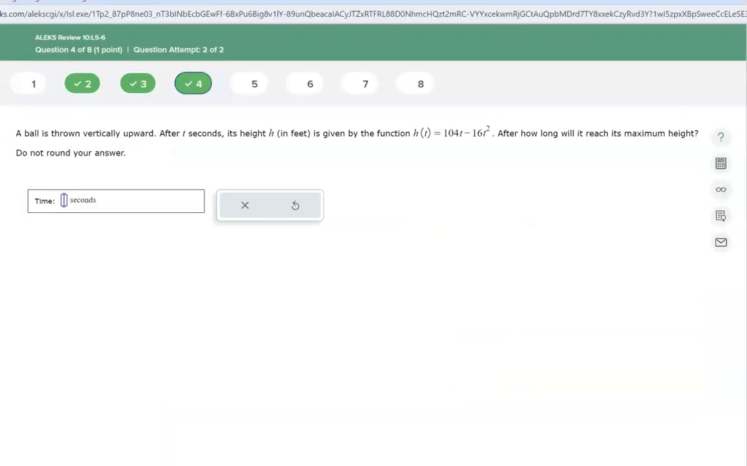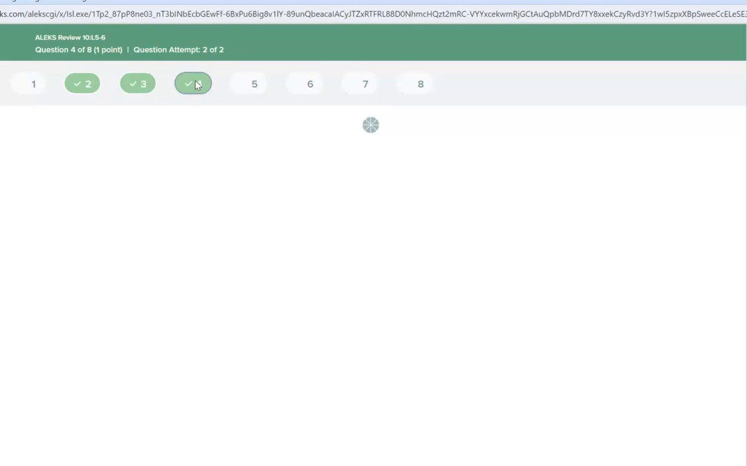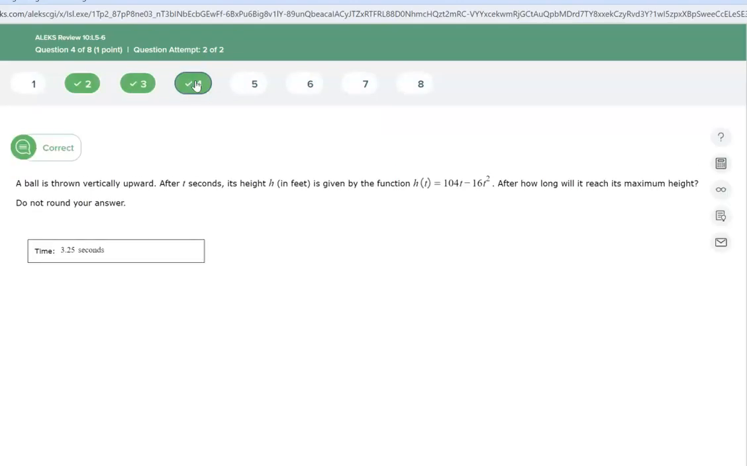So I'm going to go back to my ALEKS and type in 3.25 because it says do not round, so it has to be a terminating decimal. Otherwise, if you did negative 104 divided by negative 32, you would get 3.25. Now to check my solution, that was correct. And that was all of the 3 questions that you had questions on for your ALEKS assignment.